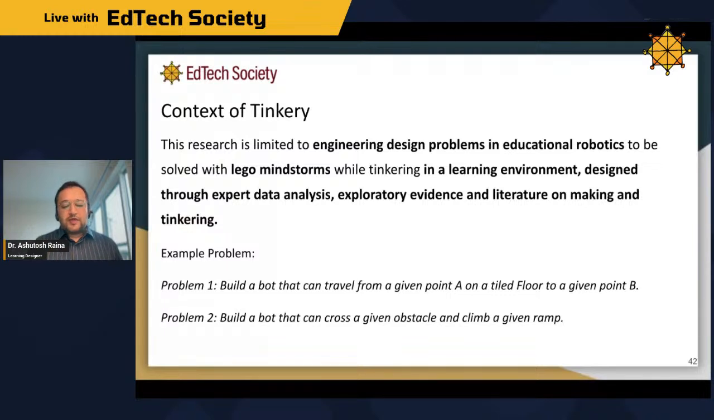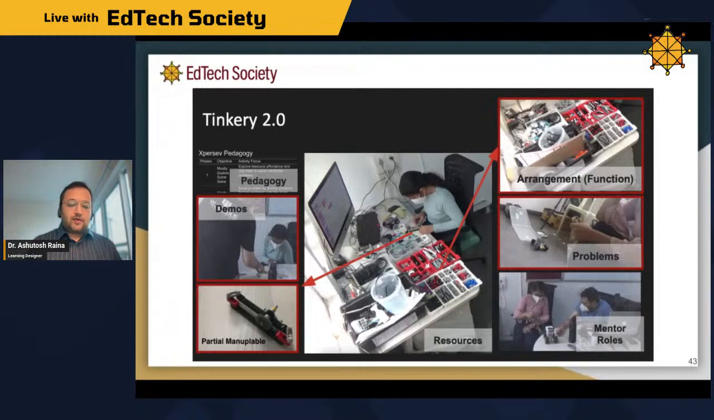So what would the problems be like? Build a bot that can travel from point A on a tiled floor to point B, or build a bot that can cross a given obstacle and probably climb a ramp. So these were the kind of problems. I mean, these look like standard hackathon type of problems. So now we'll talk about the learning environment.